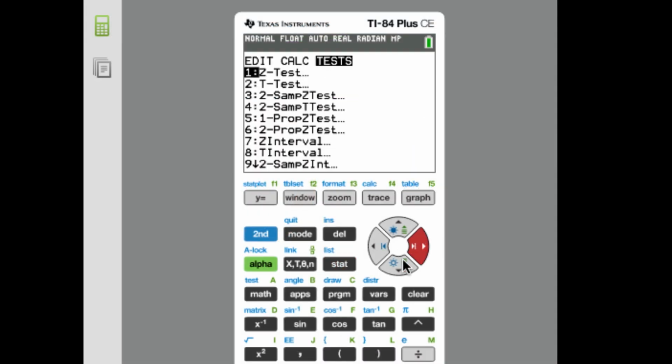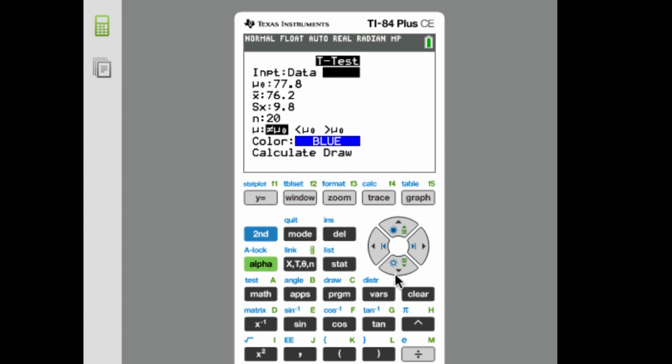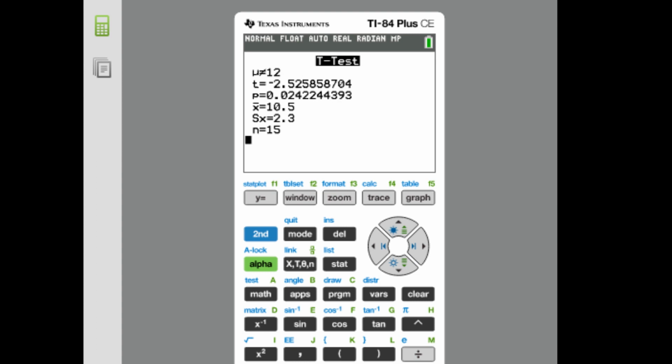Stat, test. What's the essence of today? T-test. All right. Mu naught, 12. Sample mean, 10.5. What's the sample standard deviation? Sample size. What kind of test is this? Two-tail. Is that right? All right. Now let's see. What's our p-value, ladies and gentlemen? P-value is 0.02.